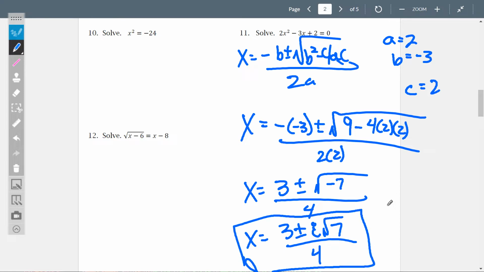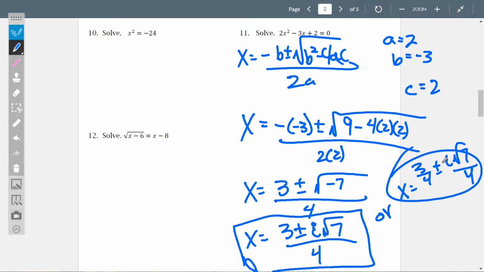You could also distribute the division by 4 to get 3 over 4 plus or minus i root 7 over 4. This would also be acceptable. So both of these would be fine. Both of these would be possible solutions to write it out this way.